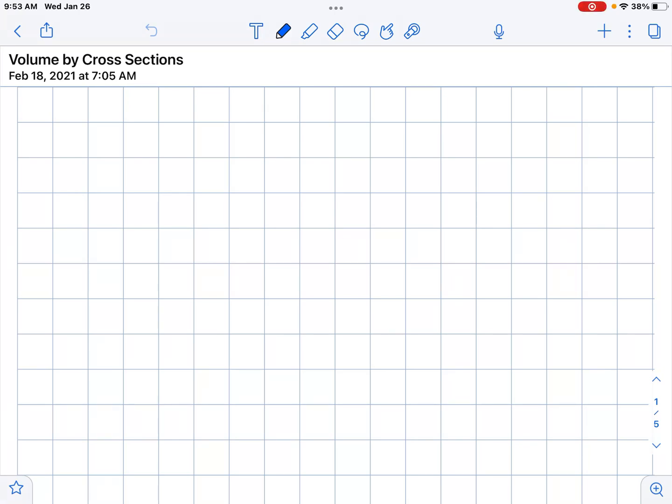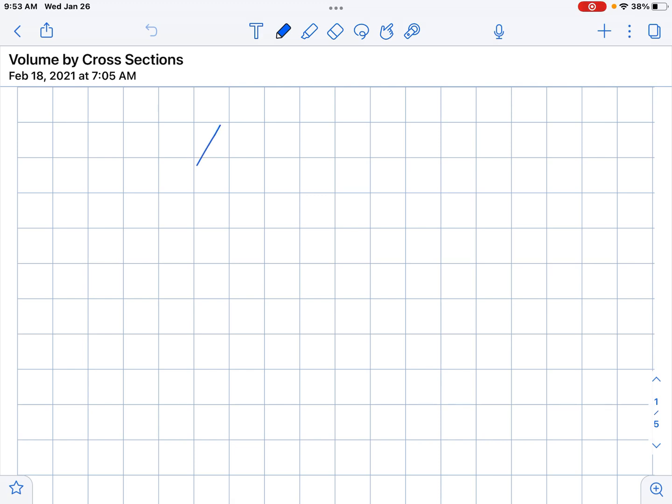In this unit, we're going to look at finding volume for three-dimensional objects that are not rotated around an axis. And we're going to do that by looking at the cross-section of the object and see if we can find volume from there. So let me just show you an example.